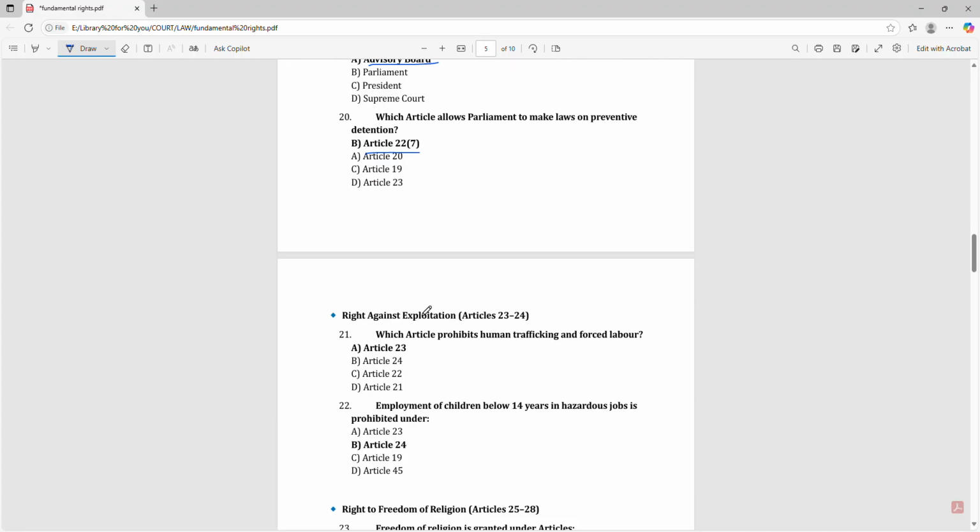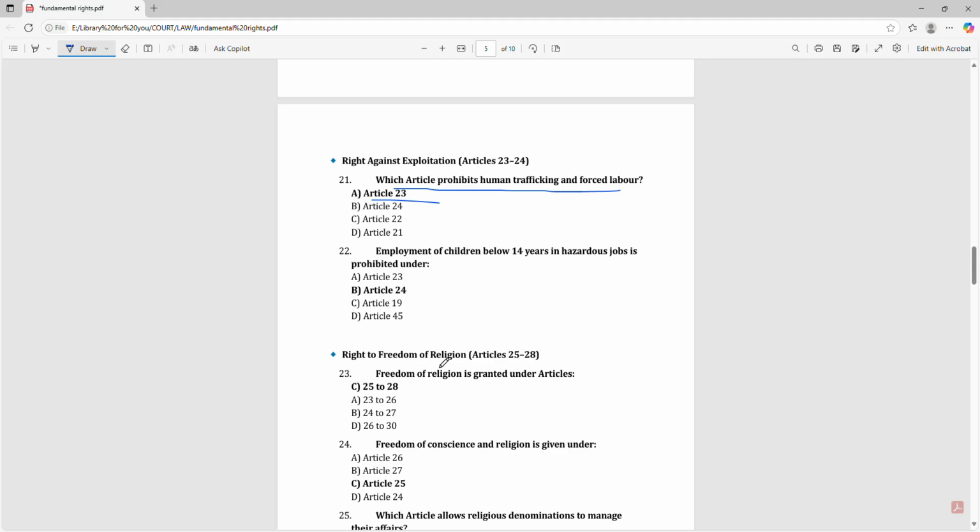Article 22(7). Which article prohibits human trafficking and forced labor? Article 23. Employment of children below 14 years in hazardous jobs is prohibited under Article 24.